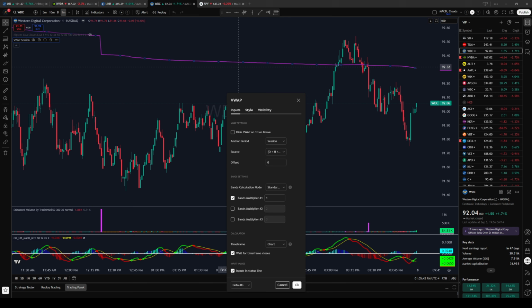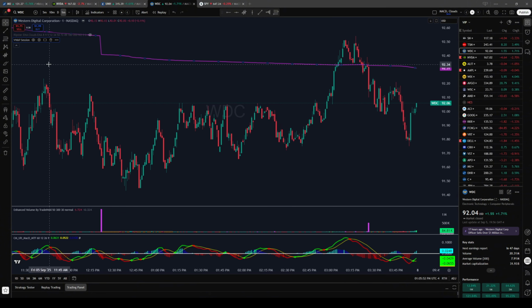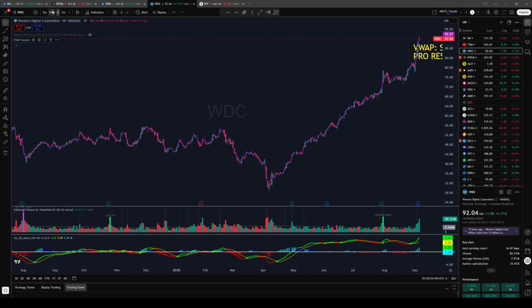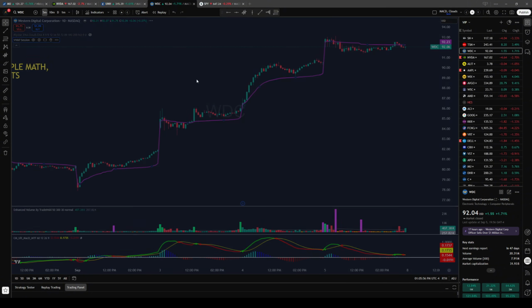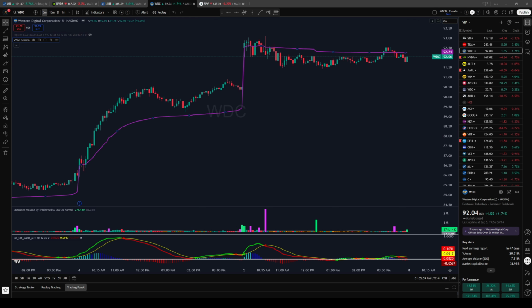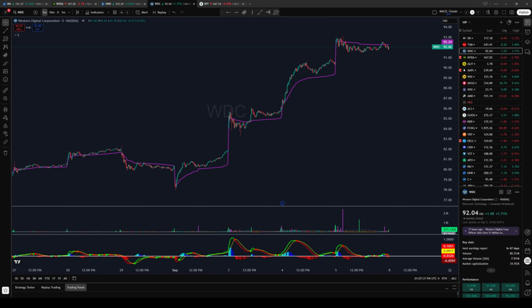Also in your VWAP TradingView settings, you come down here to time frame and you can set the VWAP to whatever time frame you want. I would suggest just leaving it on the chart, so that you can change time frames and the VWAP will automatically adjust to whatever time frame you're looking at currently. Again, just keep it simple. Don't over-engineer the settings out of the gate. You're not trying to win the settings menu. You're trying to read the tape.